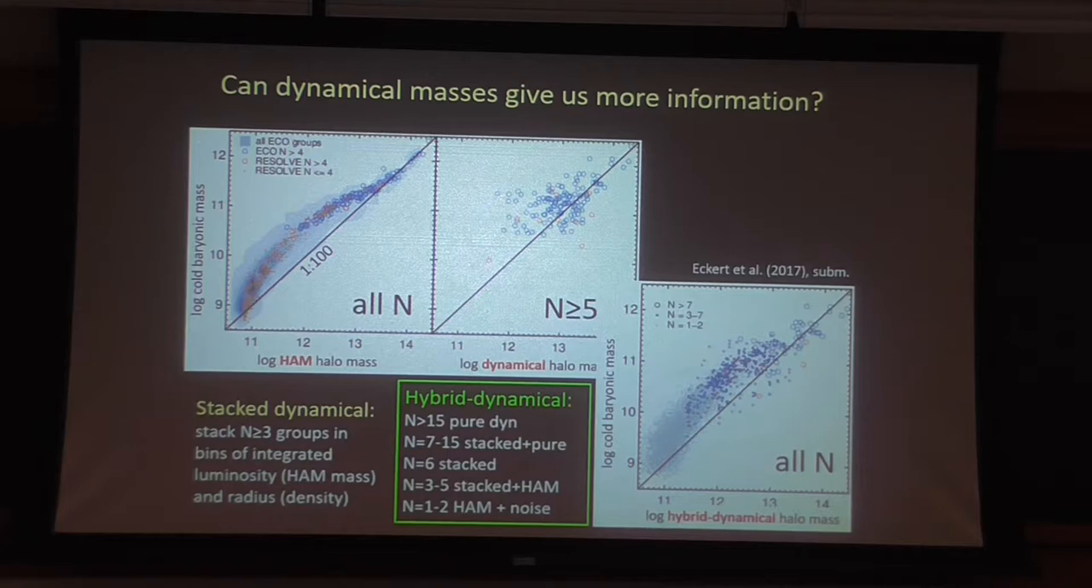When you say stack, you just mean you're stacking the dynamics. Yeah, so if you had three groups of three objects, now you have nine objects. But you're still binning them by R-band velocity or something. So the way those three groups got combined is because they were in the same bin of integrated luminosity and radius.